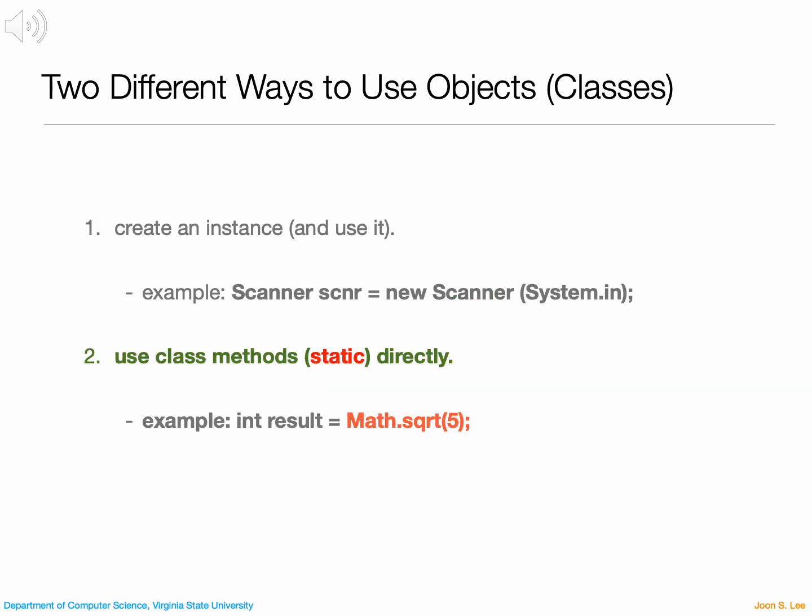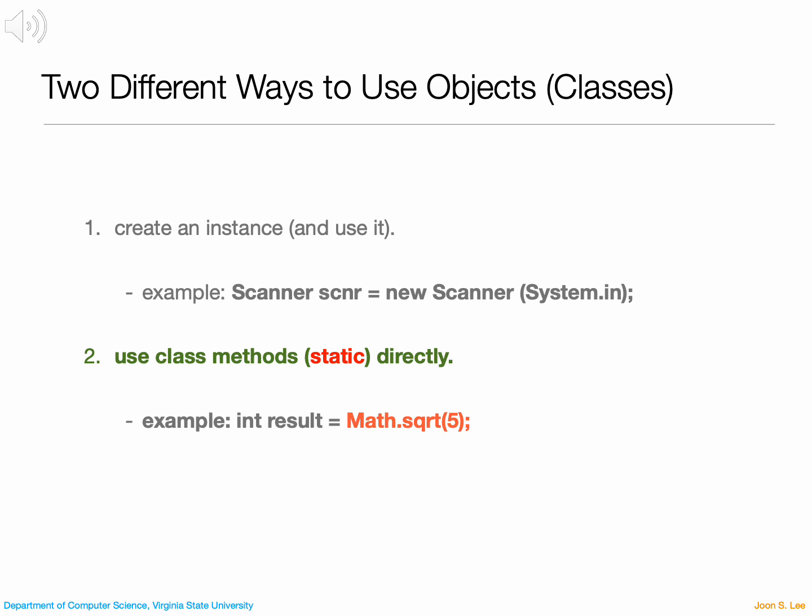So we already know that one way to use a class is to create an instance and then use that object. For example, when we use Scanner, we create a Scanner object and then call methods on that object. There is another way to use classes. In Java, we can also use class methods, also called static methods, without creating an object. For example, Math.sqrt(5) calls a method directly on the Math class. There is no Math object being created here. This works because square root is a static method, meaning it belongs to the class itself, not to any instance.